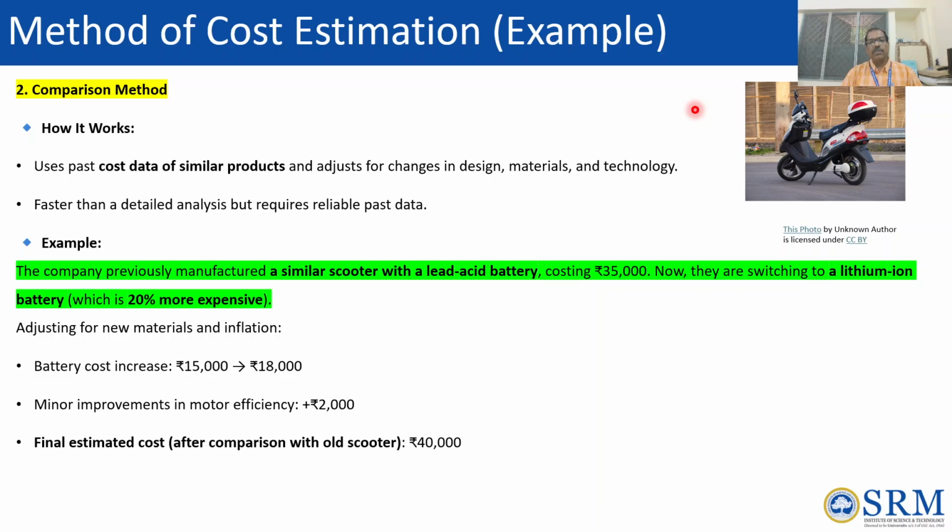Assume they are going to spend 2,000 rupees, and the final cost estimated after comparison with the old scooter is 40,000. So this is the comparison method.